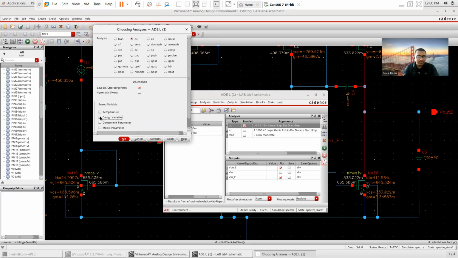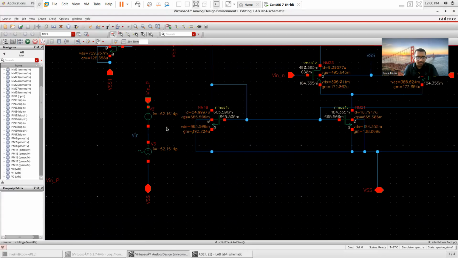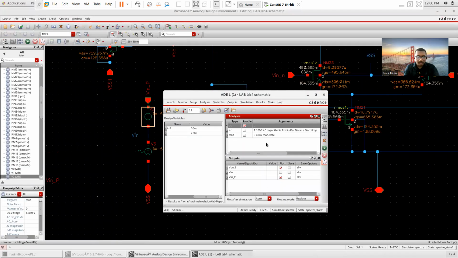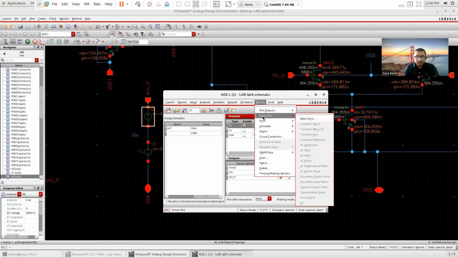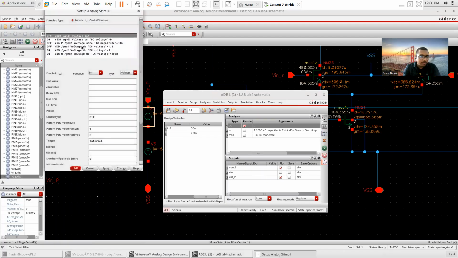I don't want to vary any parameter. Just save this operating point, and I have to check my input voltage. This input voltage I am providing is 680 millivolt, and I have to check whether all of my transistors are in saturation or not. For my negative terminal, I also have to provide the same 680 millivolt. My VDD is 1.2 volt.